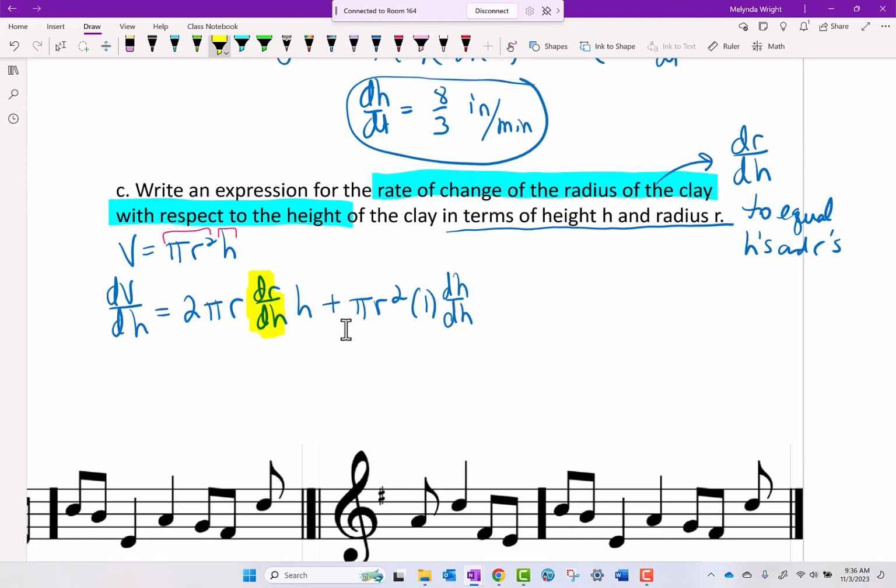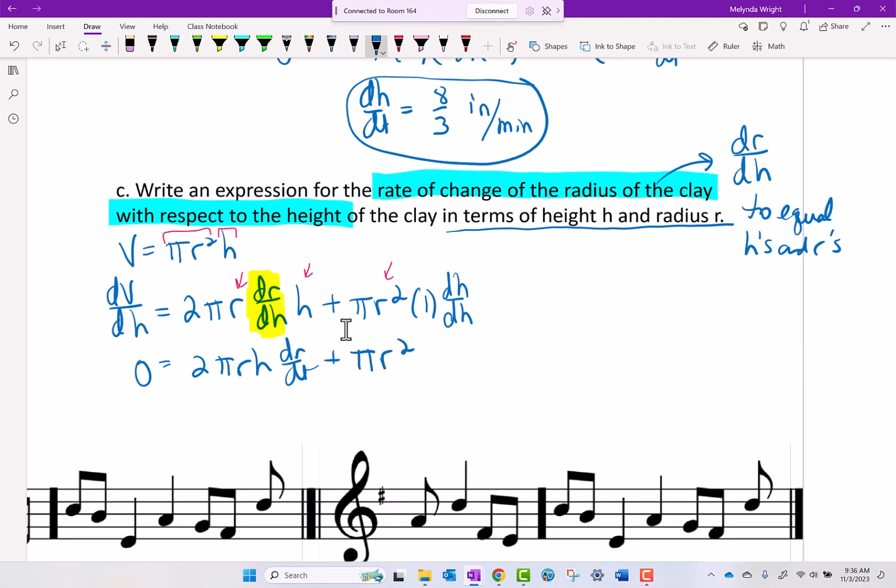So we're solving for dr dh. We're supposed to have a bunch of r's and h's in it. Well, I see there's some r's, there's some h's. Okay, I'm happy with that. That goes. This is a problem. But what is that going to be? It's 0. It's still 0. We still have a constant volume. So 0 equals 2 pi r h dr dh plus pi r squared.